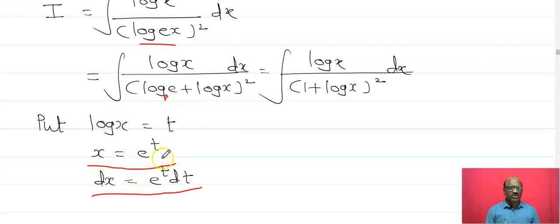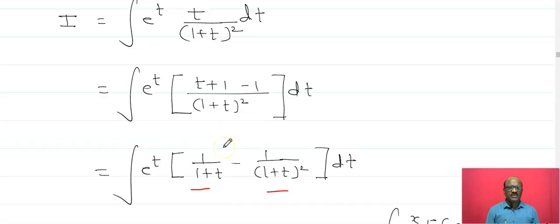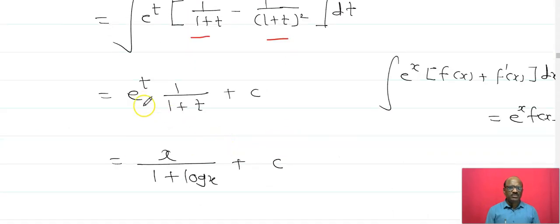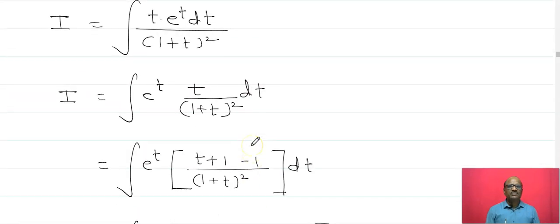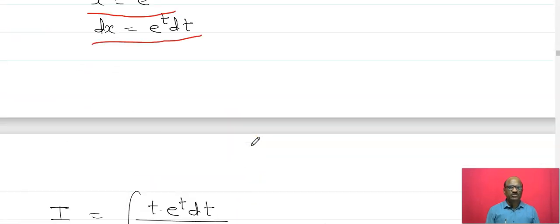E raised to t means what? x. And t means what? Log x. And hence the final answer is x upon 1 plus log x. E raised to t means x. And if we have substituted, I will again show you. See this here.